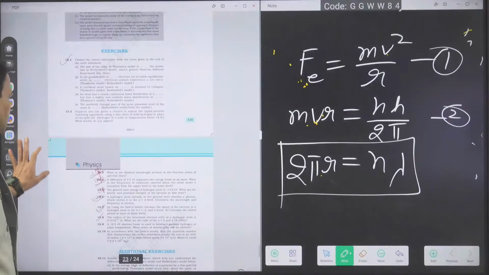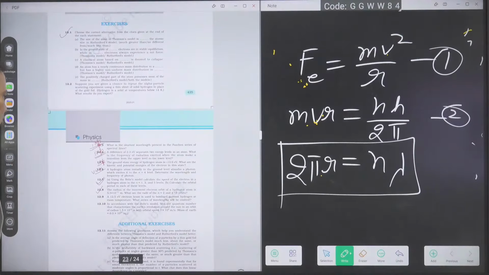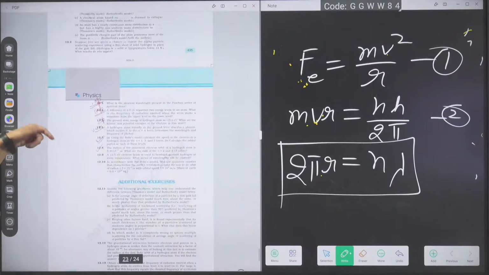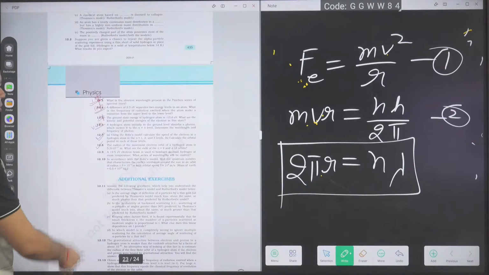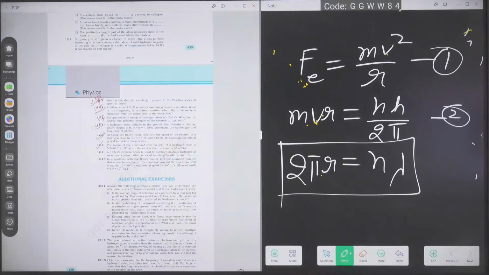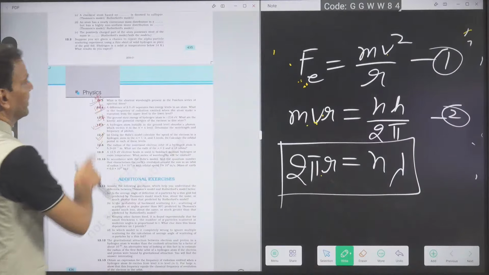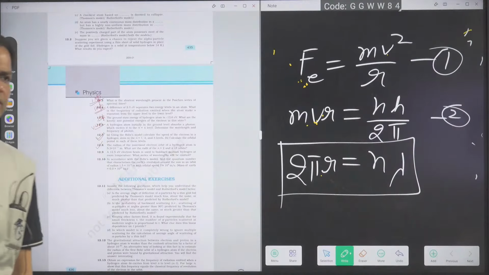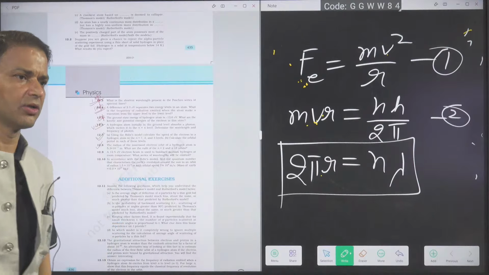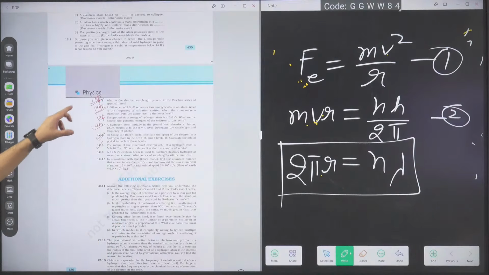In this chapter, the questions we have done in the class, but question number 12.9 you can do again if you want, and the rest are directly based on the simple radius formula. So 12.9 and 12.4, you can do these because you have done most of the similar questions in chemistry also. So 12.9 and 12.3 you will solve again.